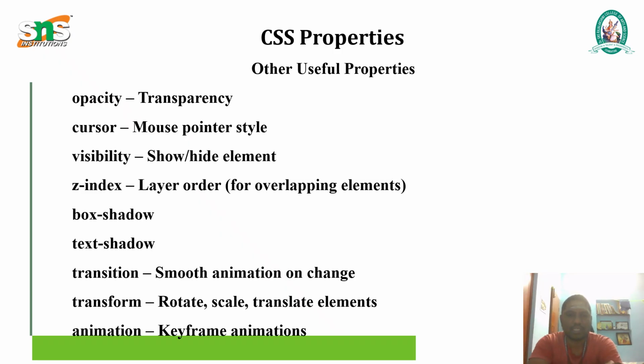Next is opacity, which is transparency. Next is cursor, where we fix the mouse pointer style, and then visibility, which shows or hides an element. Z-index is the layer order for overlapping elements. Then box shadow and text shadow, transition for smooth animation on change, transform to rotate, scale, and translate an element, and animation for keyframe animations. These are other useful CSS properties, and with them we can create attractive and stylish web pages in the browser.